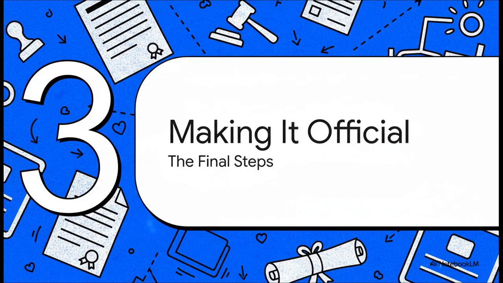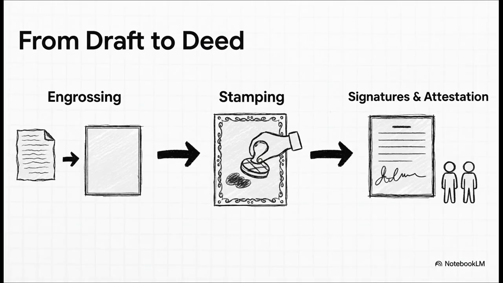Okay, so we've got the structure down, and we're using clear language. We've got a solid draft. But that draft isn't legally binding just yet. There are a few final, really important steps to make it official. This is the finish line. First, the final draft is engrossed. Basically, it's formally written onto official stamp paper. Then the stamp duty, which is a kind of tax, gets paid. And finally, the parties sign on the dotted line with witnesses who formally confirm the signatures. This is the moment the document legally comes to life.